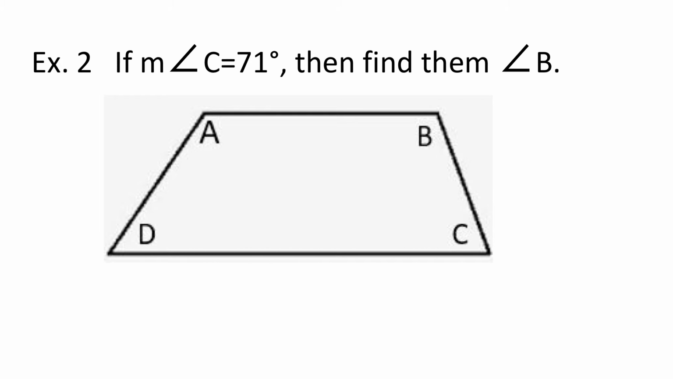Example 2, we have a similar idea. Angle C is 71 degrees, and we are searching for angle B. Notice, as of now, we cannot interpret any information on the other side because these are not isosceles trapezoids. So we don't know anything about the other side without any other information. So we know, again, that these are between two parallel lines. So if one of them is 71 degrees, the other one is supplementary to that amount. And 180 minus 71 will give us our angle measurement for B, which is 109 degrees.